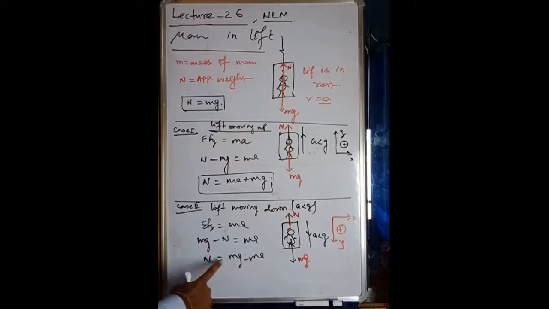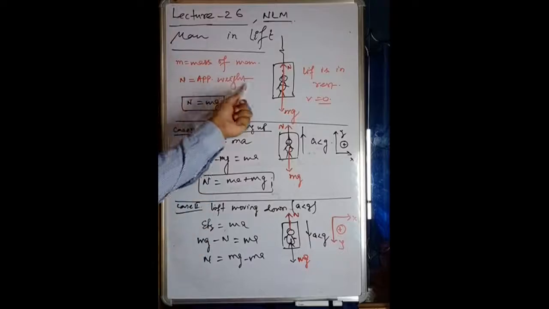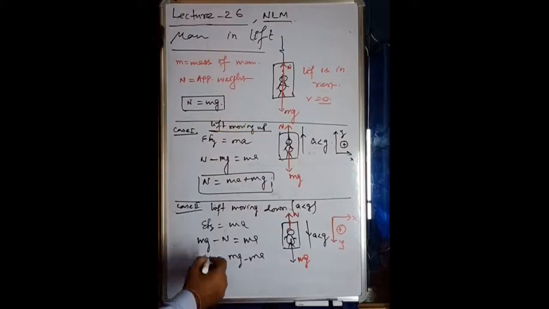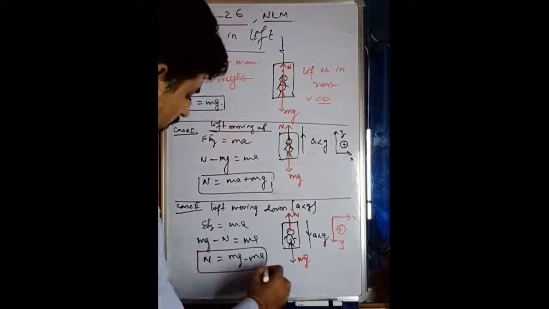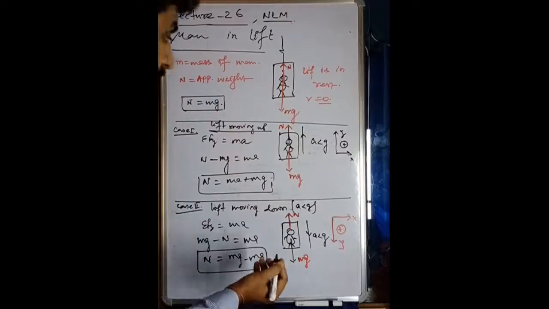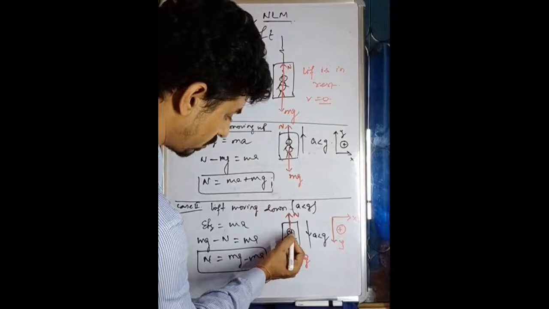Suppose a is 0, then N will be mg, but the lift is moving. The faster the lift moves, the faster this N will decrease. Okay, and this N is nothing but the apparent weight. The faster the value ma increases, the faster the apparent weight will decrease. So this apparent weight is being decreased by which amount? This is the ma. Now if the weight is suddenly decreasing, the Taklu will not be happy, of course.